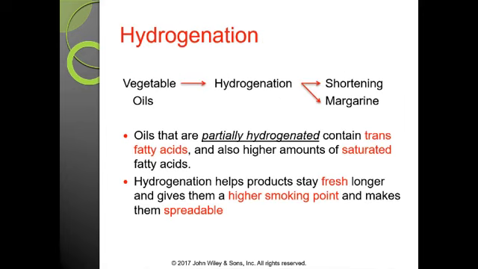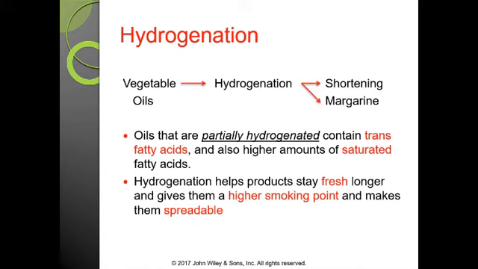Now, let's drive this point home a little further. Hydrogenation, we mentioned that word before. Think about a vegetable oil in its liquid state at room temperature. Hydrogenation is when they add hydrogen to turn it into something solid, like shortening or margarine. So many of them are hydrogenated, and some are just partially hydrogenated. Oils that are partially hydrogenated contain trans fatty acids and also higher amounts of saturated fatty acids. And that's why there is a concern about its effects on health.